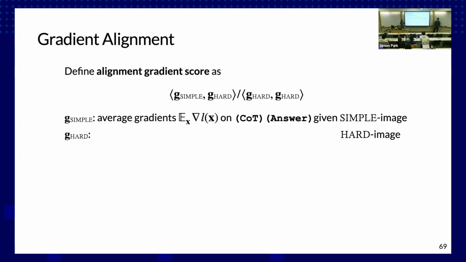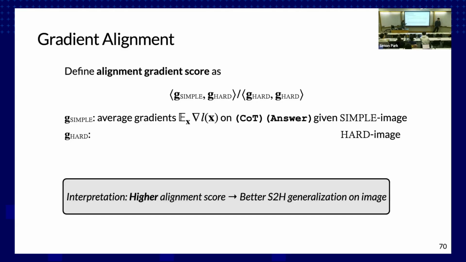So we define the gradient alignment score as this equation. Essentially, it's the ratio of average gradient dot products. We look at both the average gradients given the simple image as well as the hard image. And the interpretation of this score is that higher alignment scores imply better S2A generalization on images.